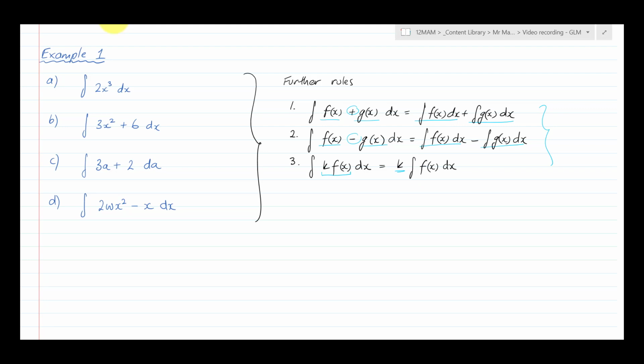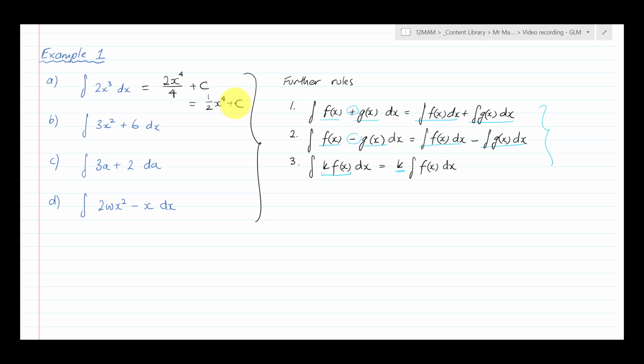So here's my answers. The integral of 2x cubed is equal to x to the power of 4. Remember, I increased that power by 1. The 2 is a constant, so it has no effect, over the new power 4 plus c. And of course, that is equal to a half x to the power of 4 plus c. Always look for that extra opportunity to simplify, which might exist.